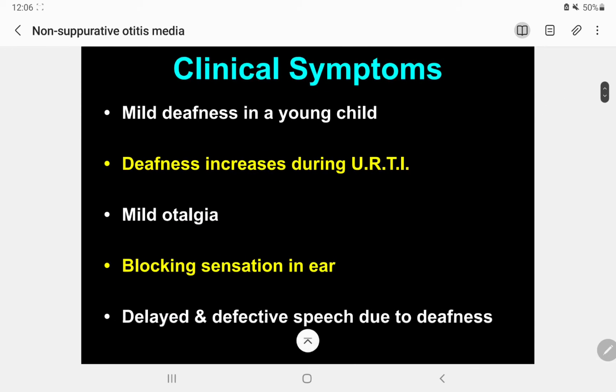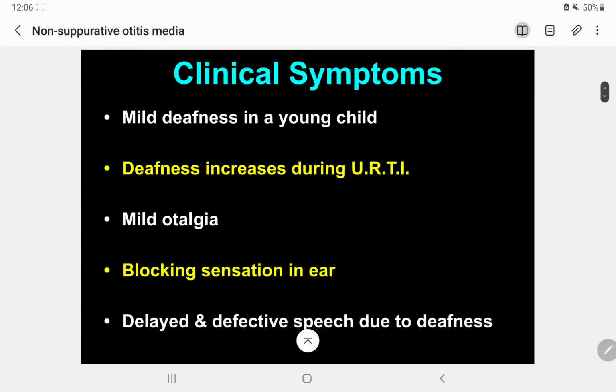So coming to the clinical symptoms, what are the clinical symptoms a patient has when they have otitis media with effusion? In otitis media with effusion, there will be abnormal pressure inside the middle ear, so that will cause some form of conductive hearing loss, so there will be a mild deafness, okay, the degree of the deafness is mild, alright, in a young child.